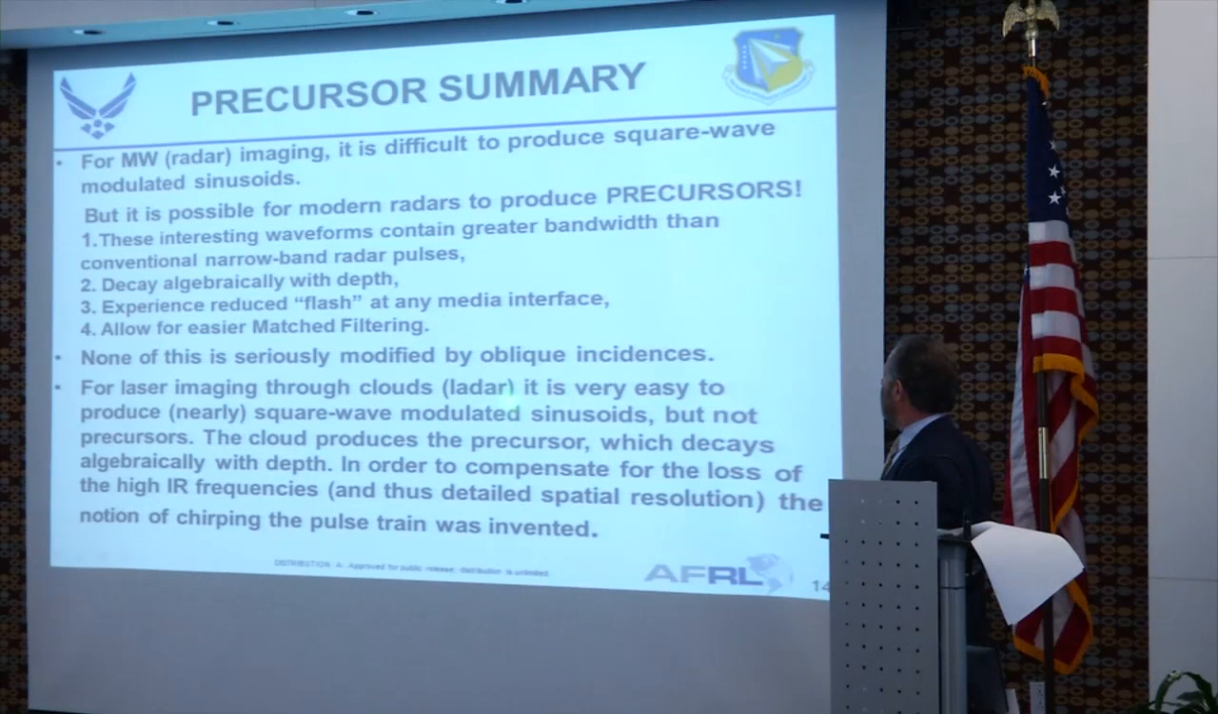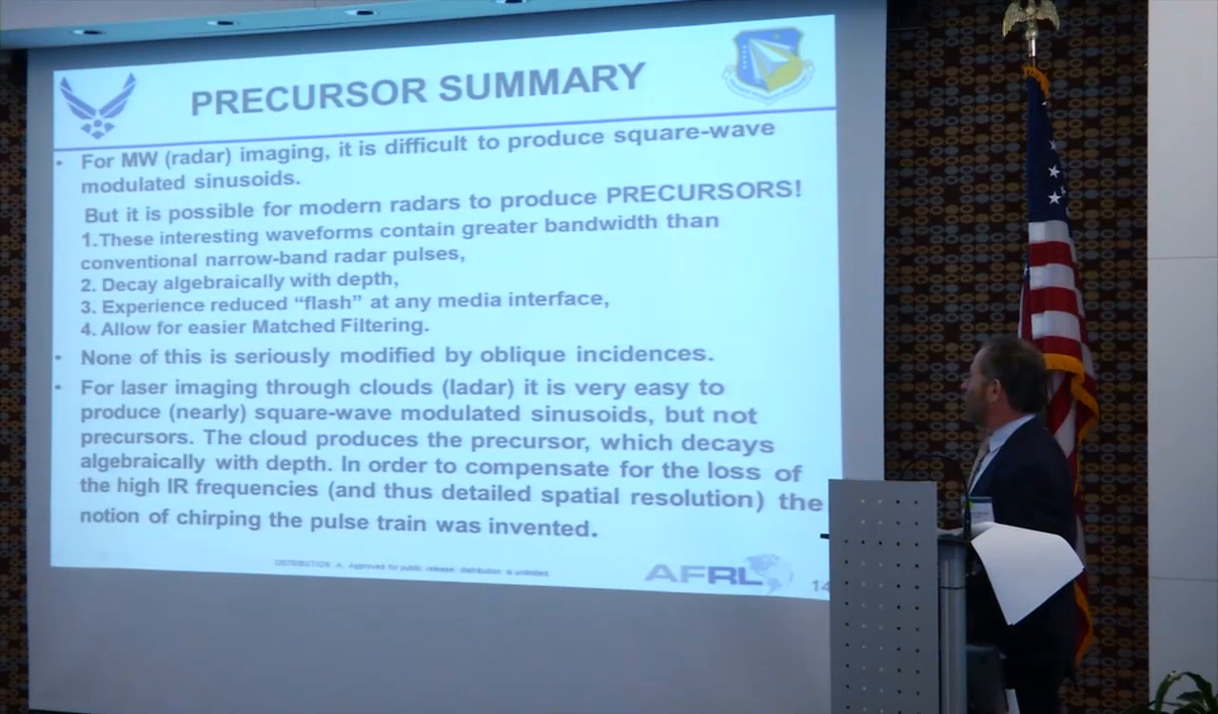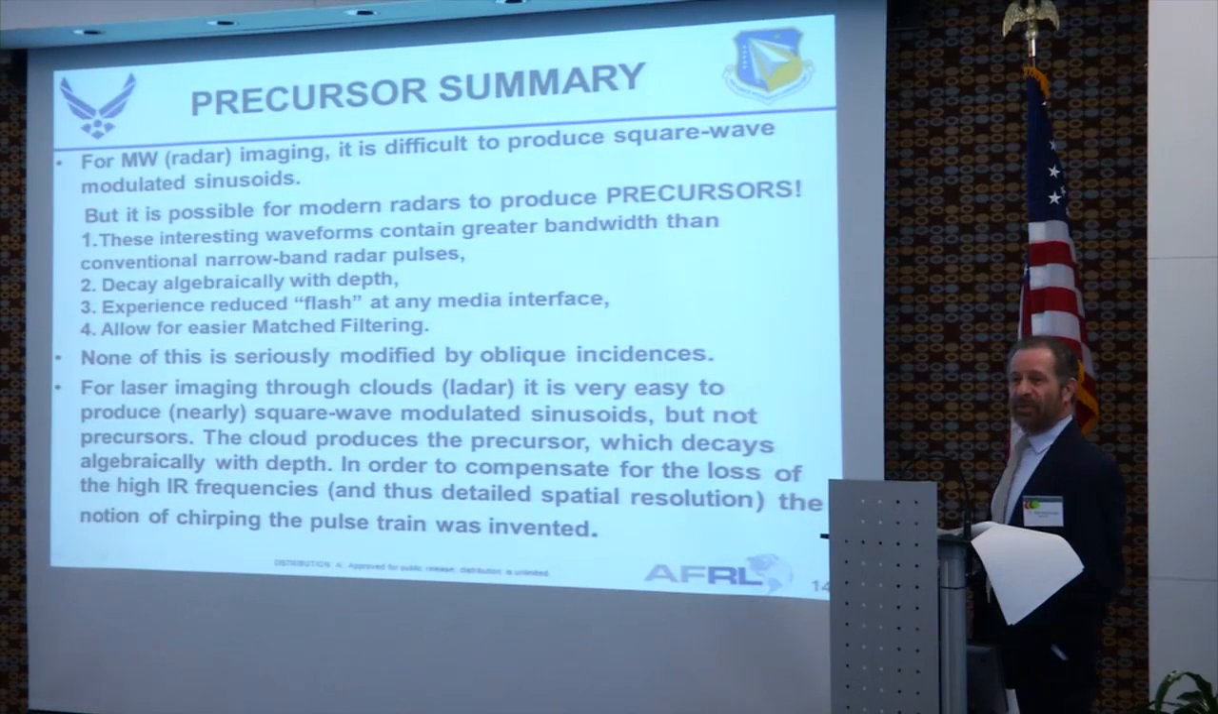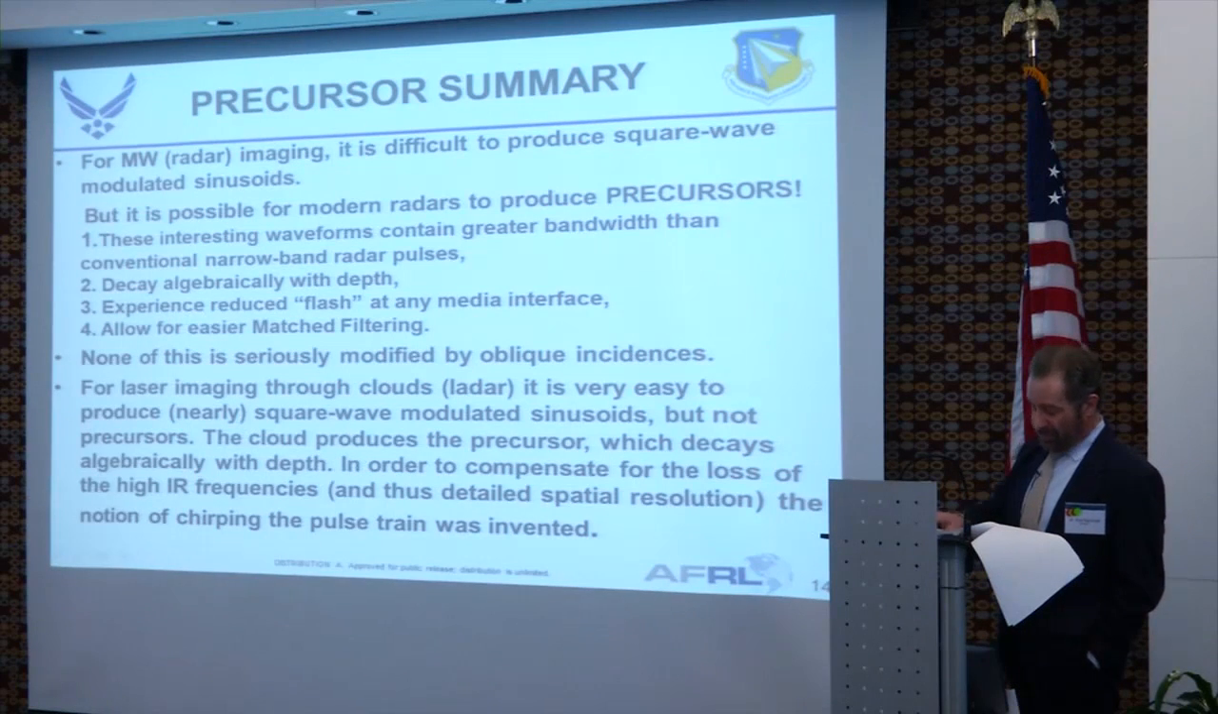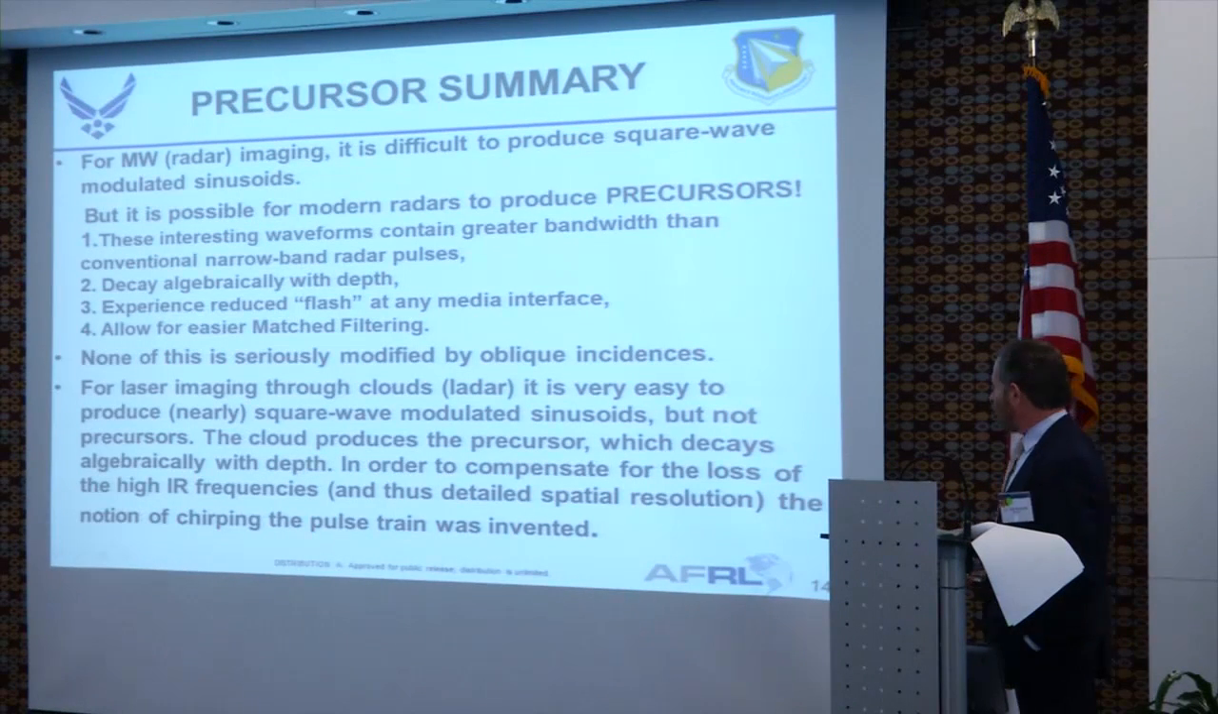For imaging through clouds, it's very easy to produce square wave modulated sinusoids. You have to turn the laser on and off very quickly. It can't produce precursors by itself, these little IR lasers. The cloud produces a precursor, just like the water did when we first did it. And in order to compensate for the loss of the higher IR frequencies, we do this interesting pulse train modulation.